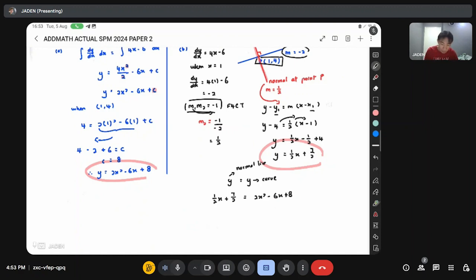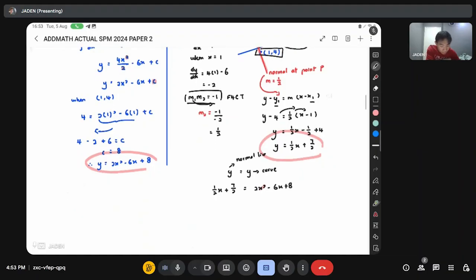Okay, once I did that, I try to rearrange this into general form because there is x squared here. I'm pretty sure this is going to be a quadratic equation. So right now, what I want to do is to multiply 2 to the full equation. Okay, multiply by 2. So once you multiply 2, you get x plus 7, 4x squared, 12x, and 16. Okay, move this to the right.